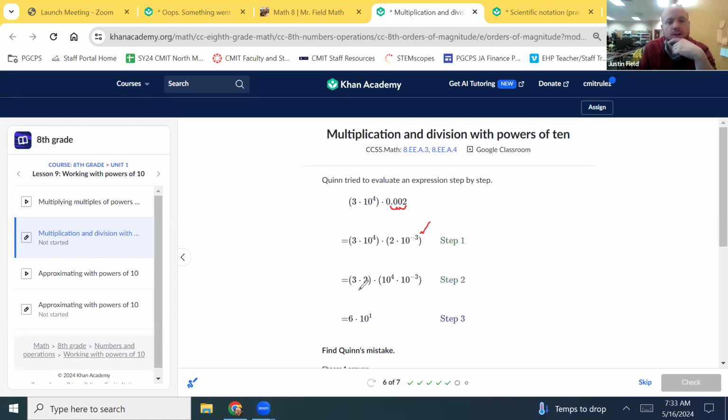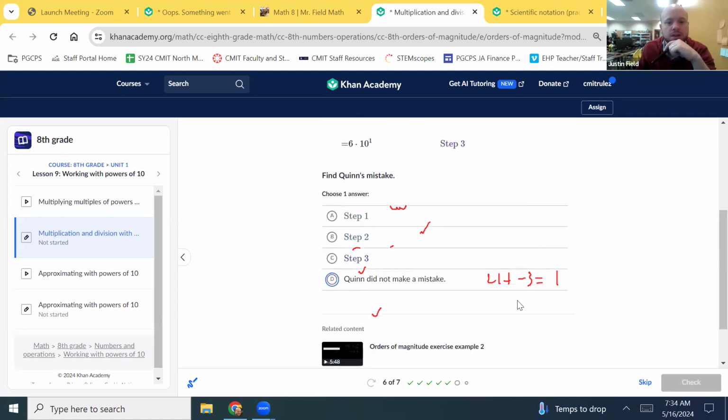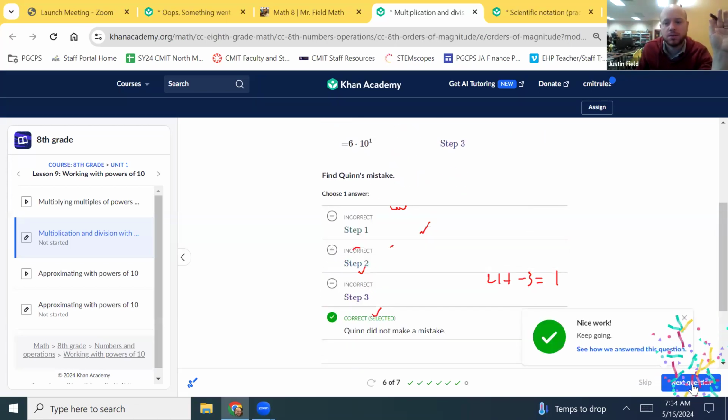Okay, so then what did Quinn do? Multiply the numbers 3 times 2, so that's good. And then these two get multiplied, but we want to add the exponents because we're multiplying. So 4 plus negative 3 is 1. And so that's good. It all looks good. I'm not seeing a mistake that Quinn made. I'm sorry if I'm wrong. Okay.